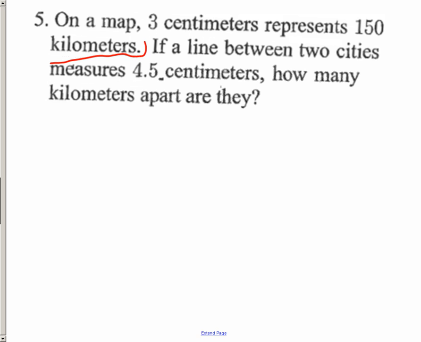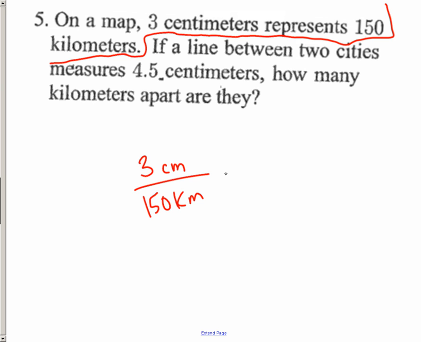Again, a lot of times in these ratio proportion problems, not always, but a lot of times, they'll link a ratio in the same sentence. So this 3 centimeters represents 150 kilometers. So let's go set that up. Here's 3 centimeters, and here's 150 kilometers. So I've labeled them both. The 3 centimeters is actually on a map. The 150 kilometers more in the real world.